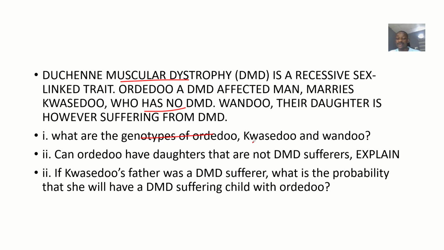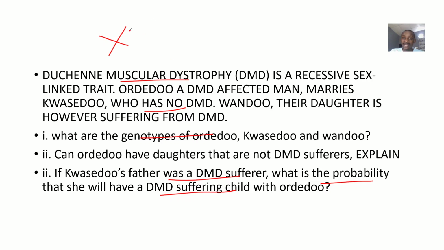You should explain. If Kwasido's father was a DMD sufferer, that further verifies the reason that Kwasido was a Duchenne muscular dystrophy carrier. What is the probability that she will have DMD-suffering children with Odedo? We'll explain everything. First of all, you should know that sex-linked diseases are also known as X-linked diseases. They affect only the X chromosome.